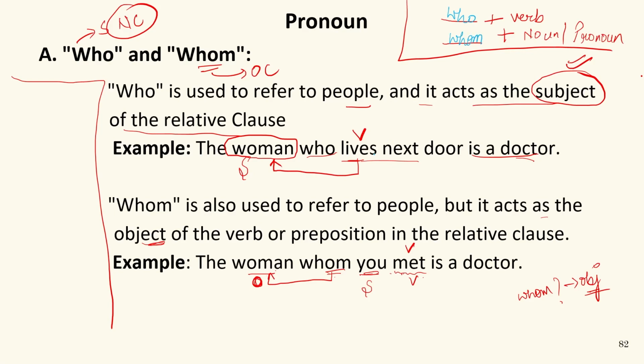Now look at the two sentences. Here we have the word lives, which is a verb. That's why we have used who. And here we have you, a pronoun. That's why we have used whom. So this is the trick. But this doesn't work all the time. Sometimes this trick fails. Where? Let us see some examples of that as well. So this trick is extant to some areas only.